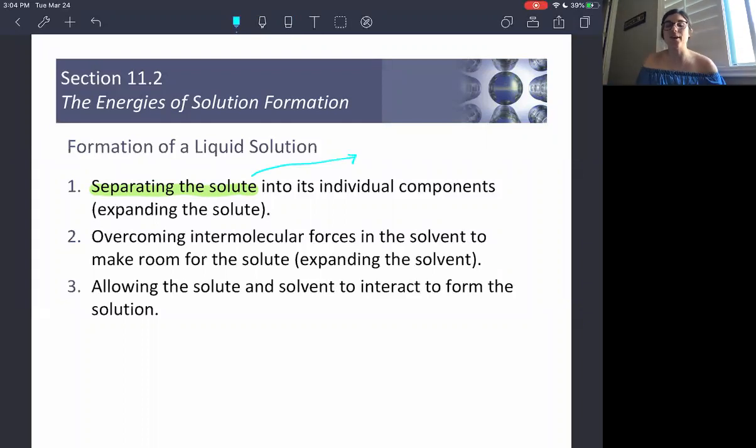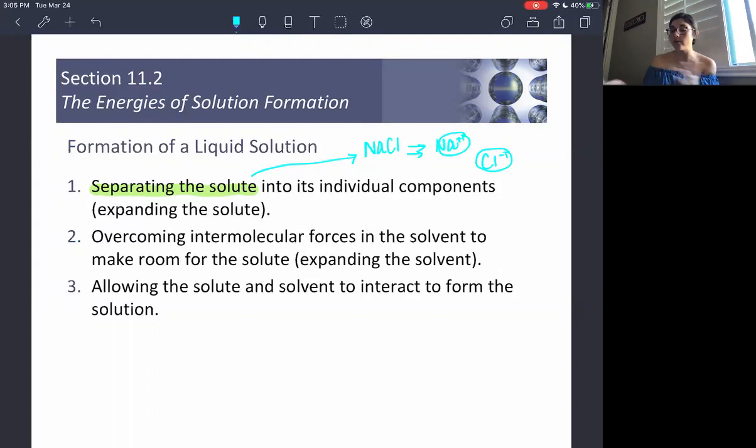Anyway, expanding the solute. So let's say your solute is salt, NaCl, sodium chloride, table salt. Table salt is an ionic compound. That means that sodium and chlorine are held together by ionic bonds, very, very strong attractions. To separate salt into its individual components, which is sodium and chlorine, we have to overcome that ionic bond that's holding them together. We have to break apart the salt into sodium cations and chlorine anions. And we have to overcome that attraction that's holding them together, the positive and the negative.